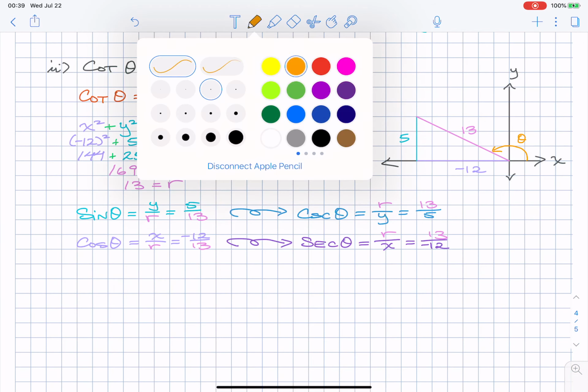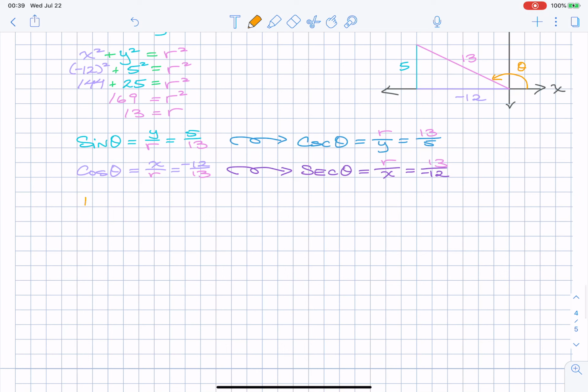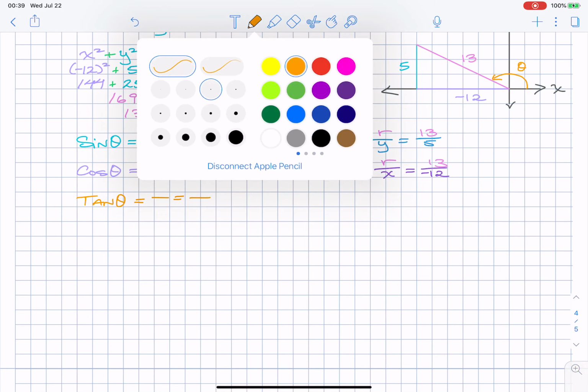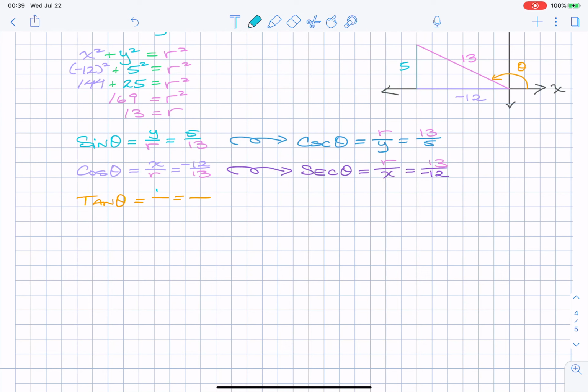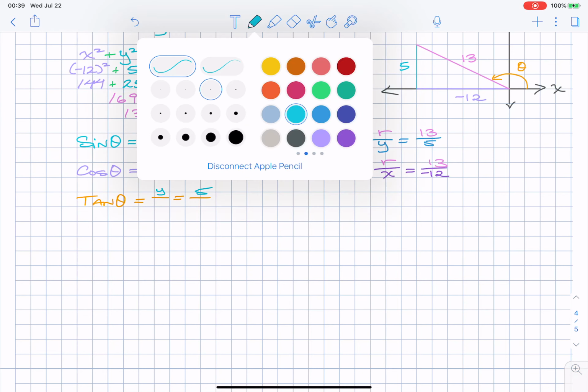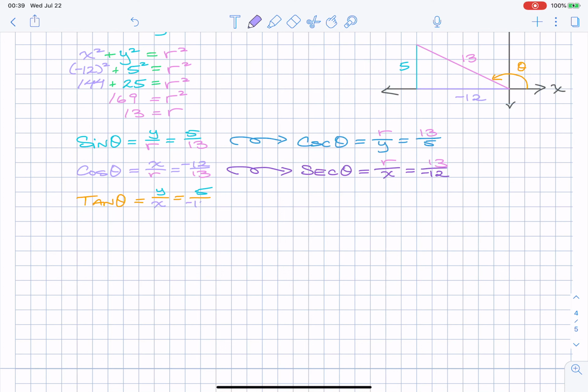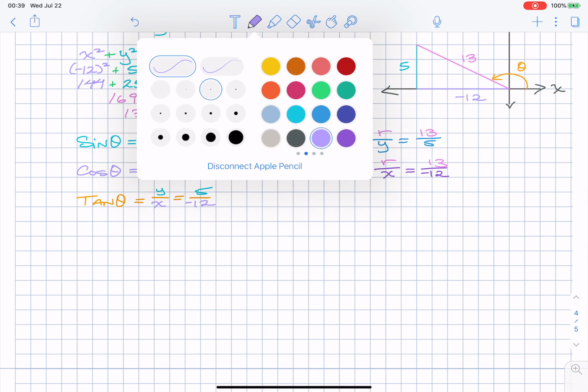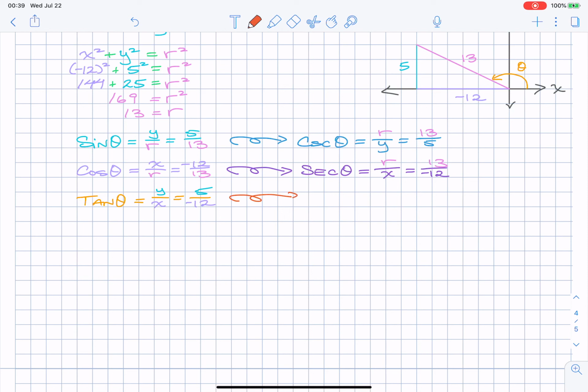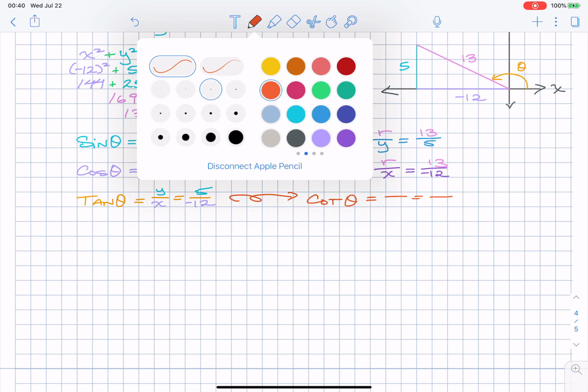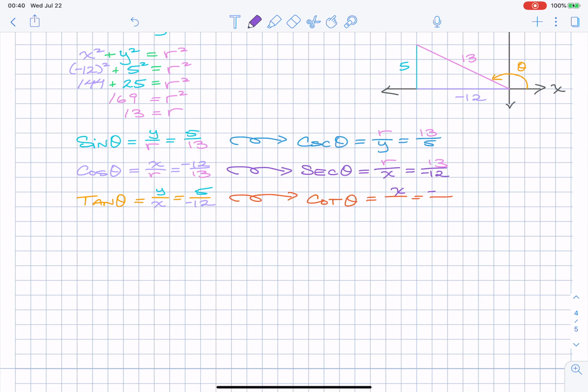And finally, tangent of theta is just the quotient of the two above it, namely y over x. So y was 5 and x was negative 12. Therefore, the reciprocal function, cotangent of theta, which is x over y, is going to be negative 12 over 5.